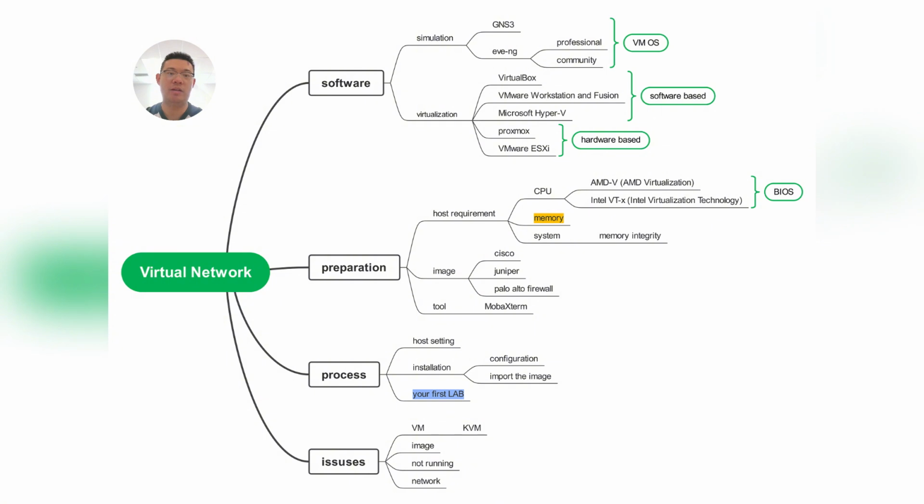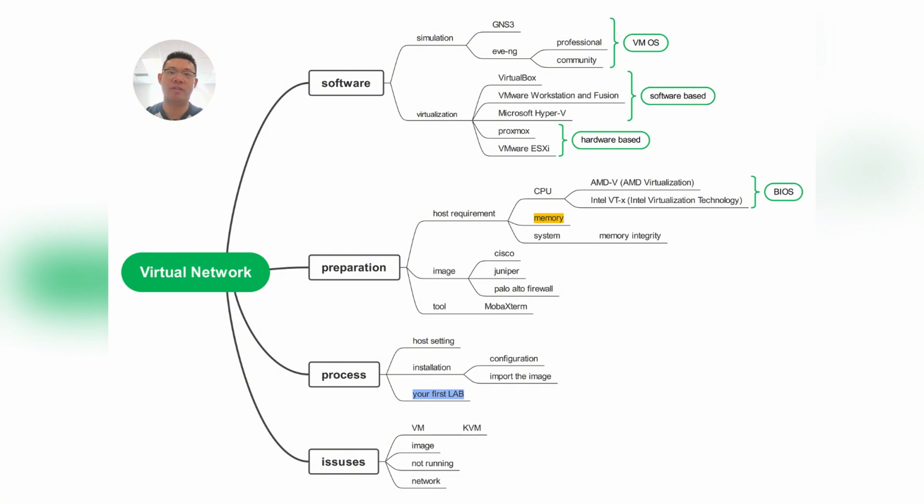I made this mind map, and this is our concept of how to build this virtualization system. Before we start, we should know the software that we use. This is GNS3 and EVE-NG. These two software are in charge of simulation. In this video, I will introduce GNS3, but I'm using EVE-NG currently.